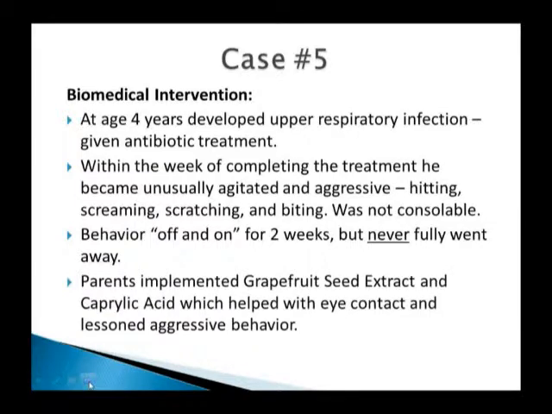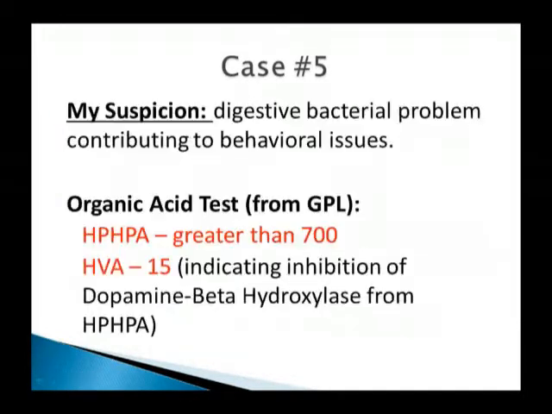Parents started doing some research, tried some grapefruit seed extract, tried some other herbal remedies like caprylic acid, saw some improvement, some lessening behavior, but not completely. So I come on the scene. My suspicion is some kind of bacterial issue that's contributing to the behavioral issues, and so we decided to run an organic acid test. This is an older case, so I actually don't have the case anymore, but I had the presentation notes that I did long ago.